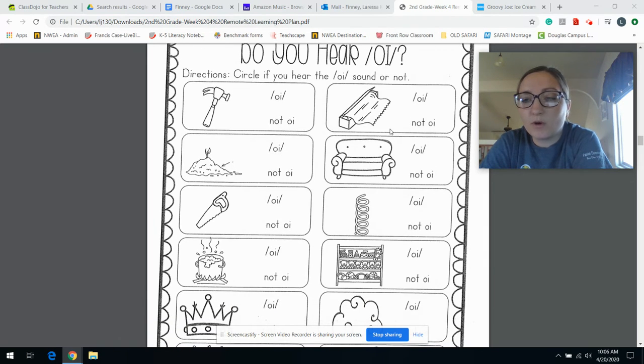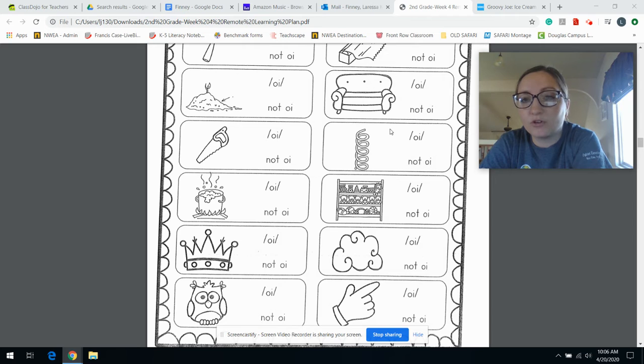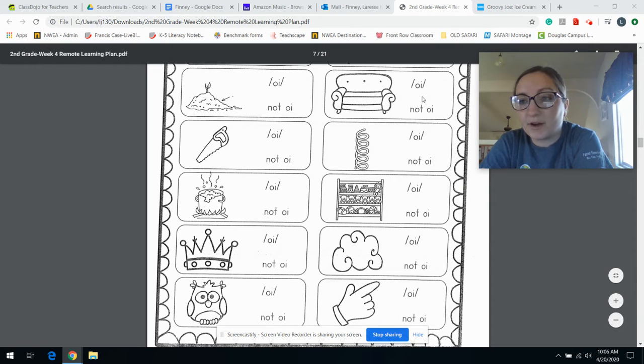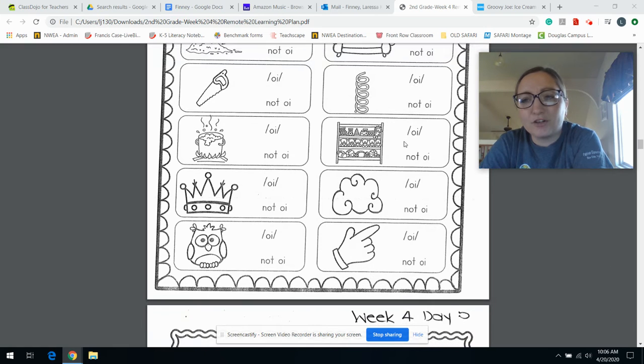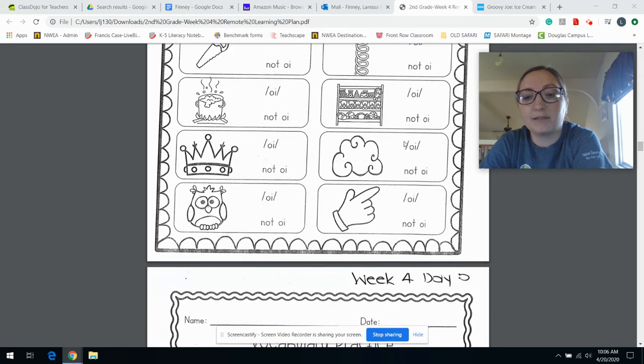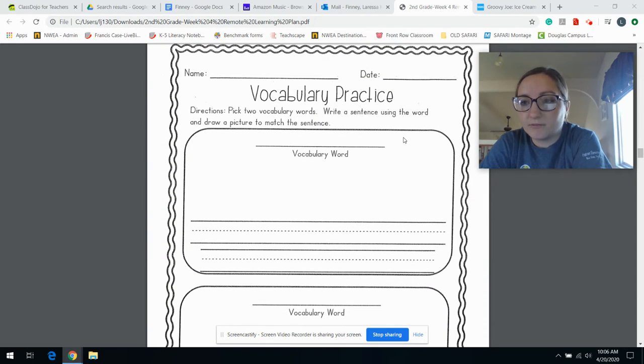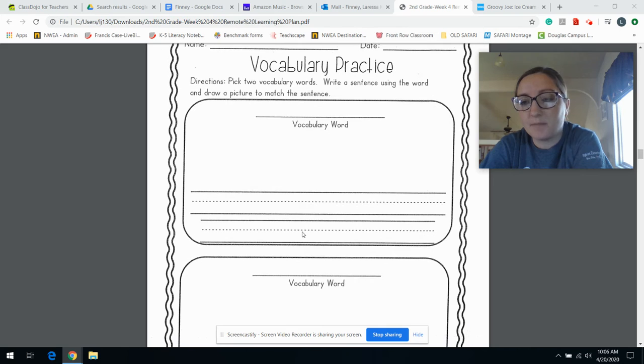You're going to continue working through the rest of those, making sure you circle the correct answer, OI or not OI. Make sure you say those words out loud. Sometimes that's helpful when you're doing specific worksheets like this. When you scroll down, then you have some vocabulary practice. It's going to have you pick 2 vocabulary words, and then it wants you to write the vocabulary word up above, specific words that have the OI, like spoil, foil, words like that, and then writing a sentence that goes along with it. Make sure when you're writing those sentences that you are starting with a capital letter and putting punctuation at the end of your sentence.